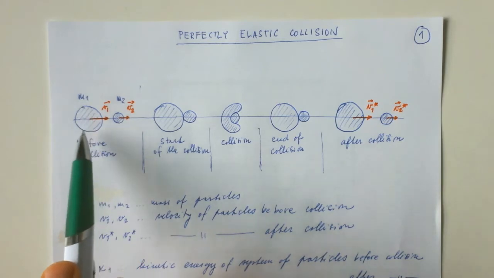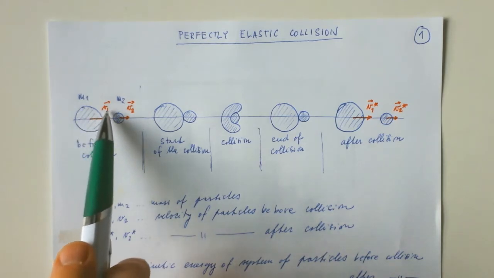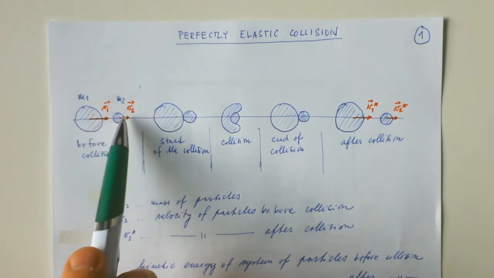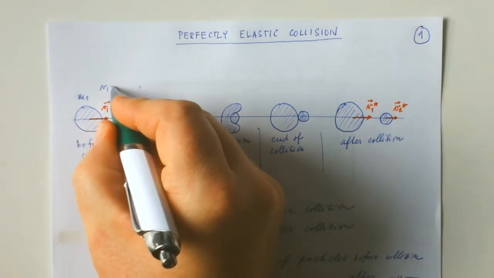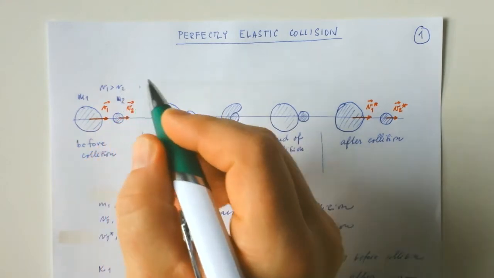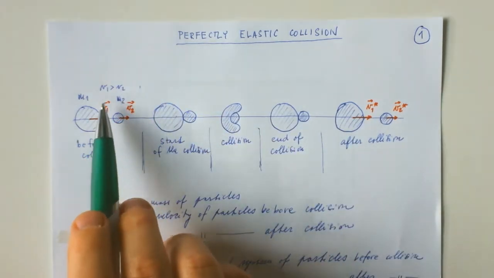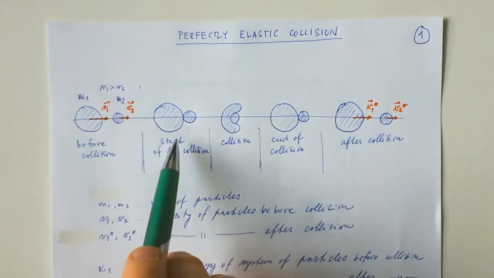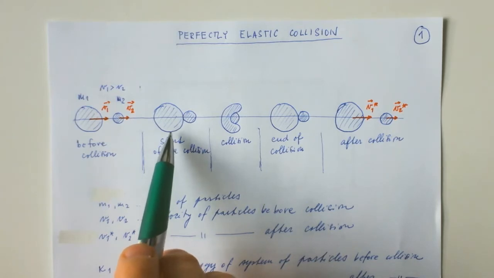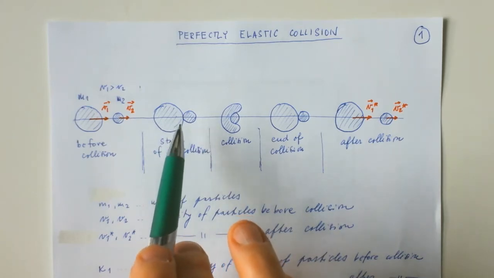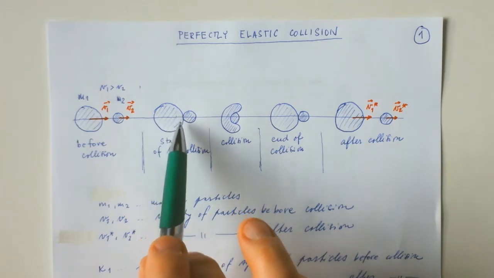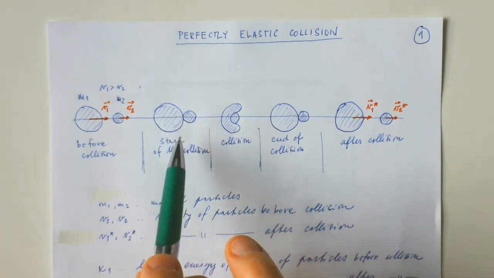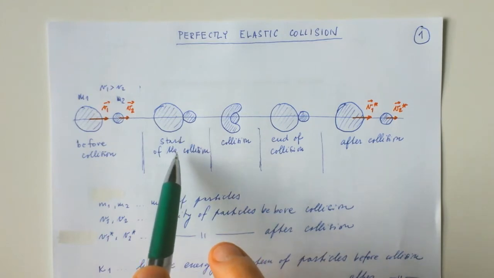There is a particle 1 with velocity v1 and a second particle with velocity v2, where naturally v1 is greater than v2. Because of this, the particles get into collision, or the collision starts. The points touch each other at some time. So this is the start of the collision.